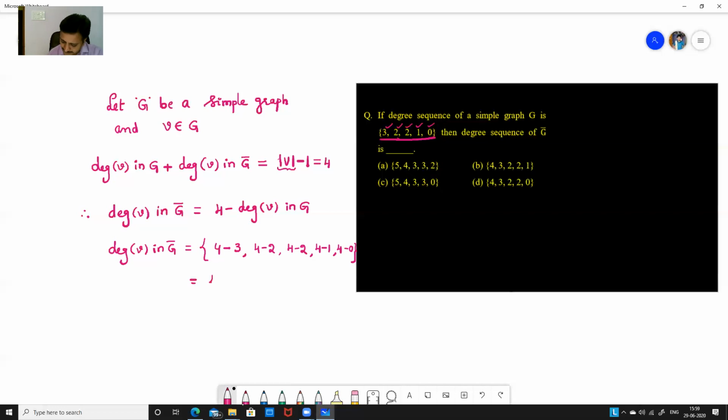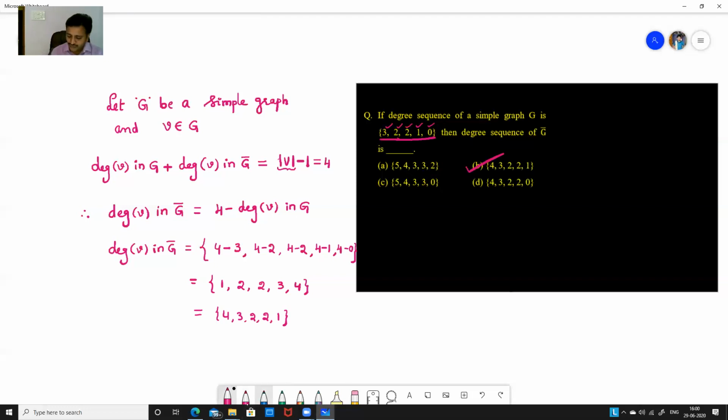Which equals 4 minus 3 means 1, 4 minus 2 means 2, again 4 minus 2 means 2, 4 minus 1 means 3, and 4 minus 0 means 4. Generally, we write a degree sequence in decreasing order: 4, 3, 2, 2, 1. Of course, a set is nothing but an unordered collection of distinct objects. So the corresponding answer for this question is 4, 3, 2, 2, 1. That is, option B is the correct answer.